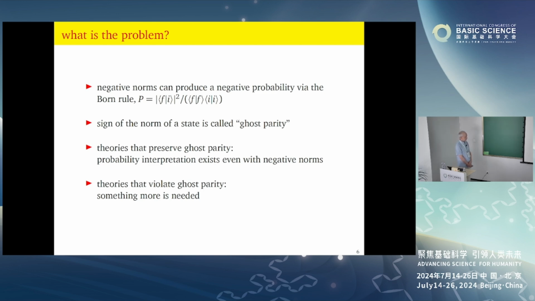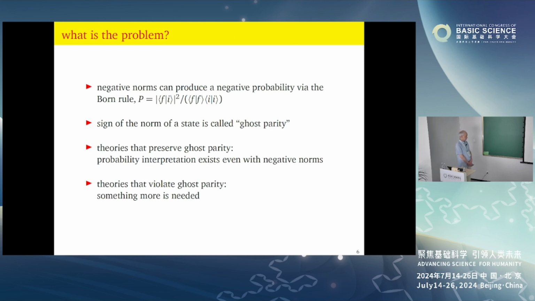So we can first consider theories that preserve ghost parity. For a theory that preserves ghost parity, the norm of the initial state and the norm of the final state have the same signs. The ghost parity does not change. So in those theories, the probability is always positive. So that shows that there is a probability interpretation even with negative norm states.